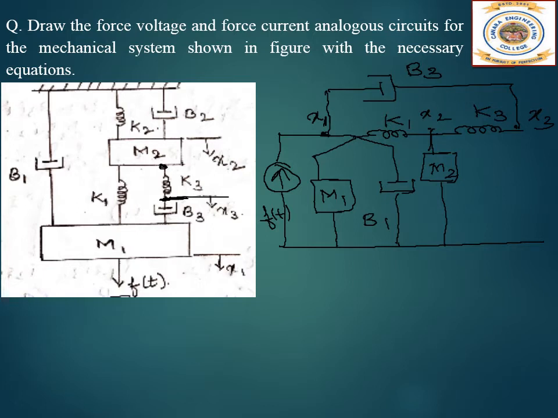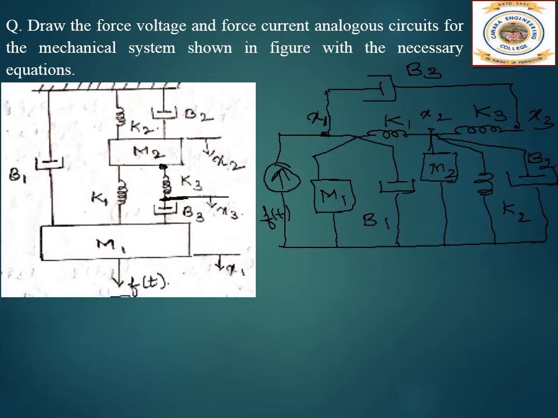Then K2 and B2. K2 and B2 are both connected to M2 and the other end is connected to the reference. So that will come over here. Where will it come? It will come to x2. So here we have K2 and also we have B2. One second, let me just write it. Okay, so this is B2. So this is the given mechanical network.